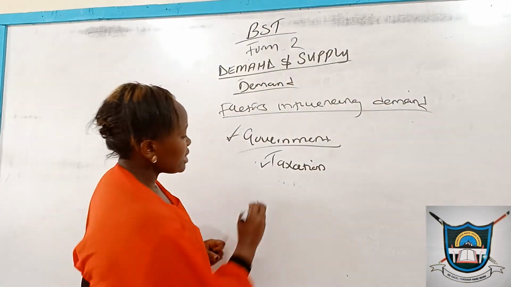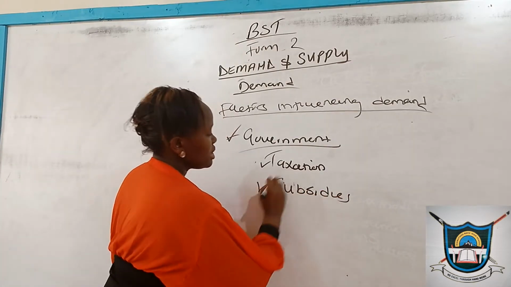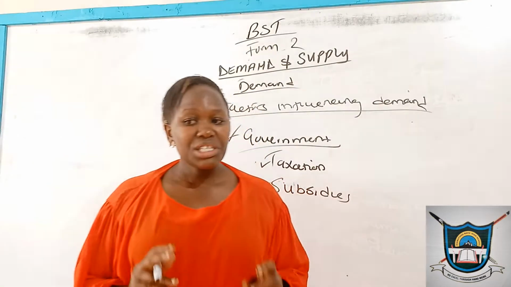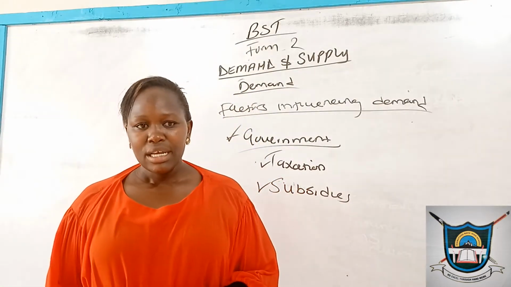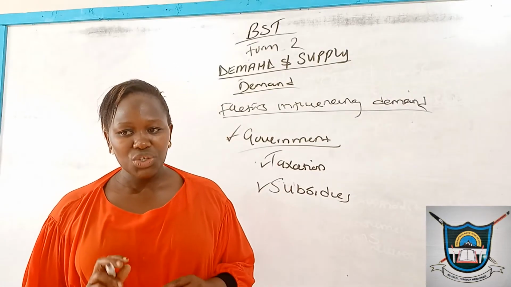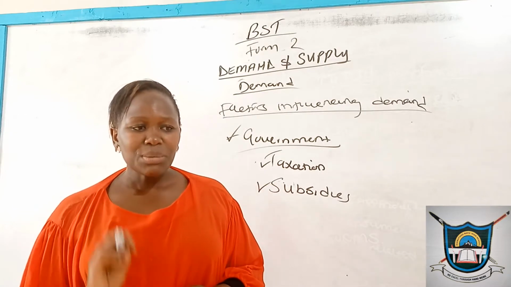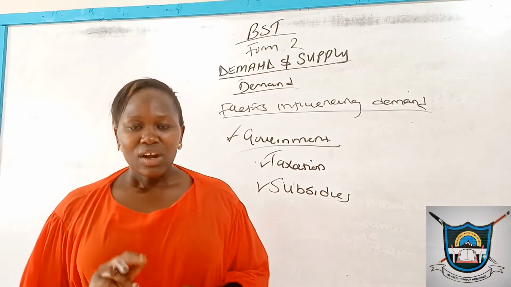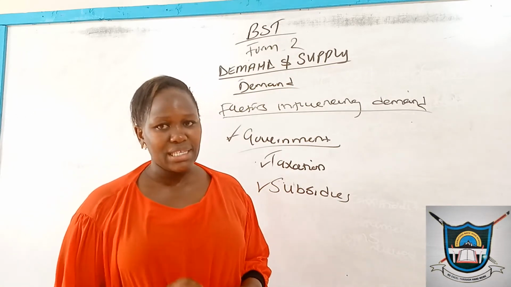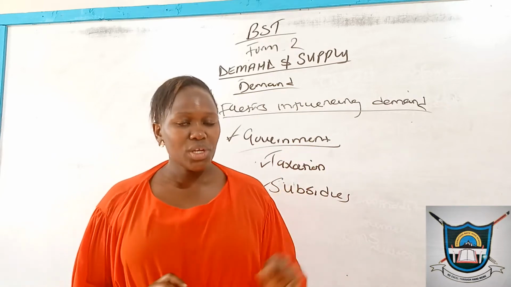The other thing is subsidies. Subsidies is under government policy. This is the part of the cost that is met by the government. The subsidies help to lower the cost of production. Now, when subsidies are high, the cost of production goes down, and the manufacturer lowers the prices. And when the prices are lower, then it means that the demand is going to increase.